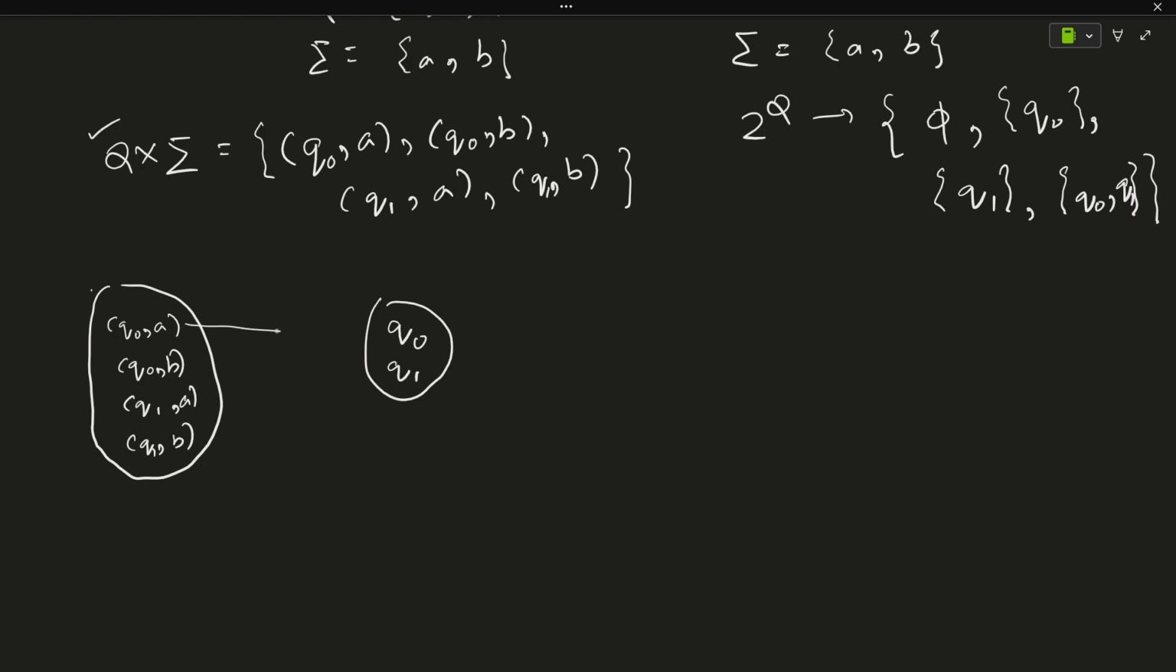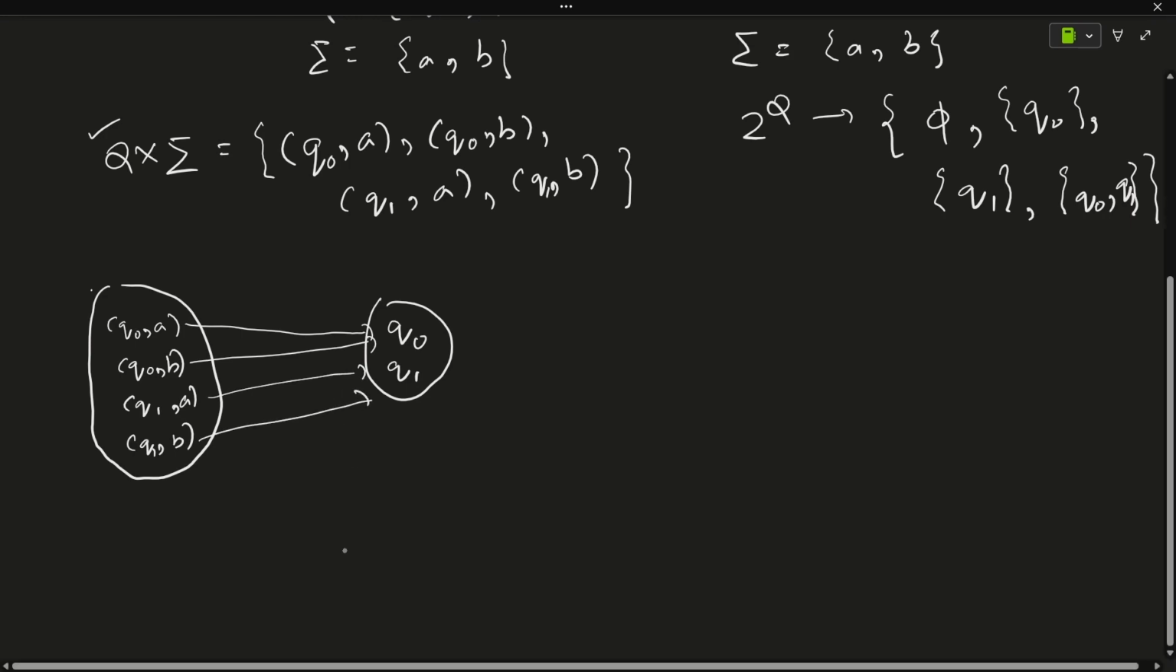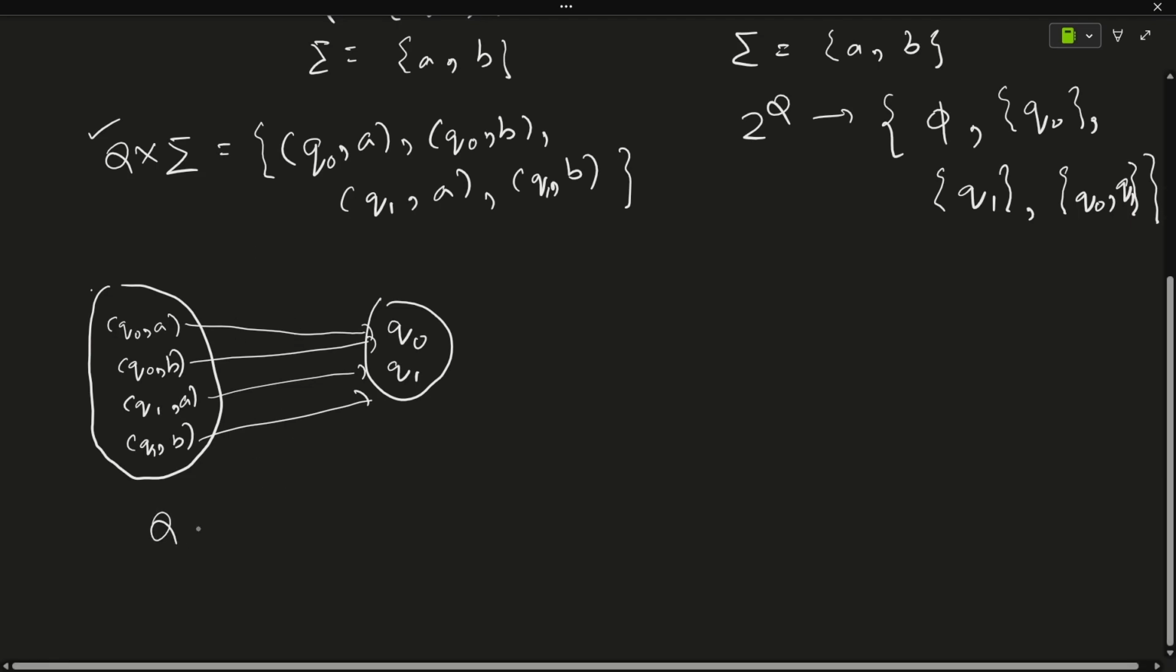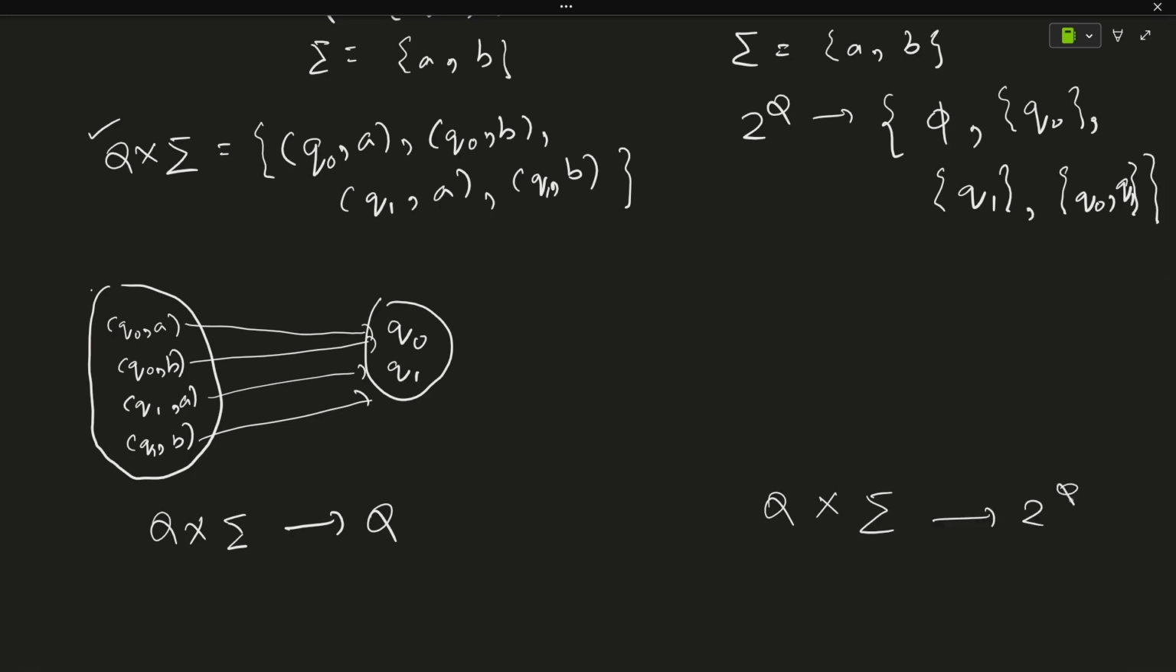This points to, let's take this, let's just make it random, for explanation of DFA. So this is a DFA. This represents Q cross sigma. And what will be Q cross sigma to the power 2 to the power Q? You have identified 2 to the power Q, that is the power set of Q. So what will it be? Just take an example.